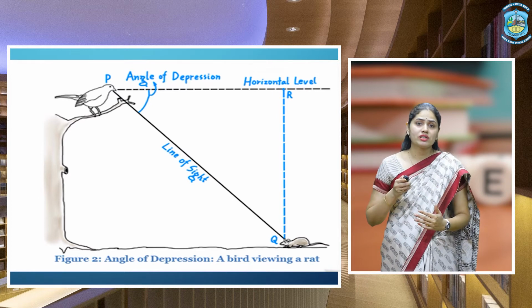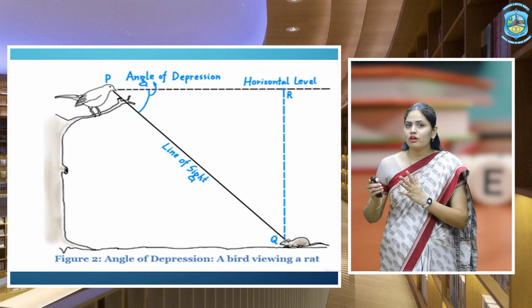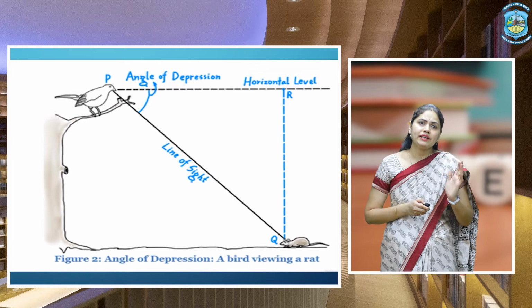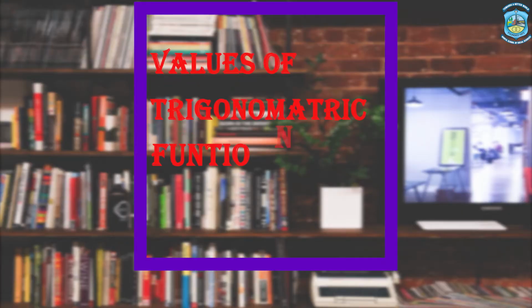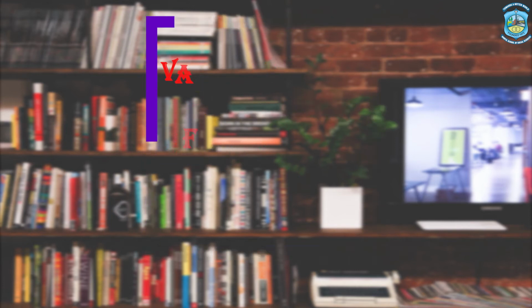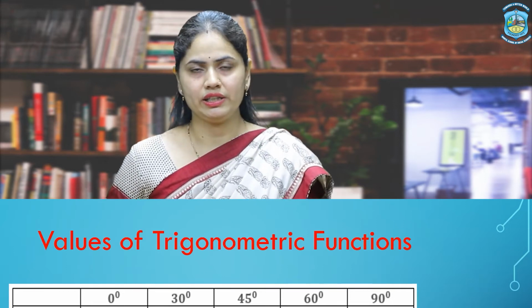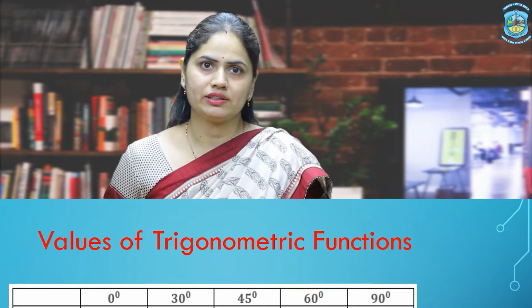The questions on this topic require basic knowledge of trigonometry. So, you should be aware of the basic trigonometric ratios and their values. Values of trigonometric functions are very important to solve height and distance problems. We should know the values of these 6 trigonometric functions, and these are the standard angles for which you should know the value: 0 degree, 30 degree, 45 degree, 60 degree and 90 degree. These are the standard angles, so you should know them.